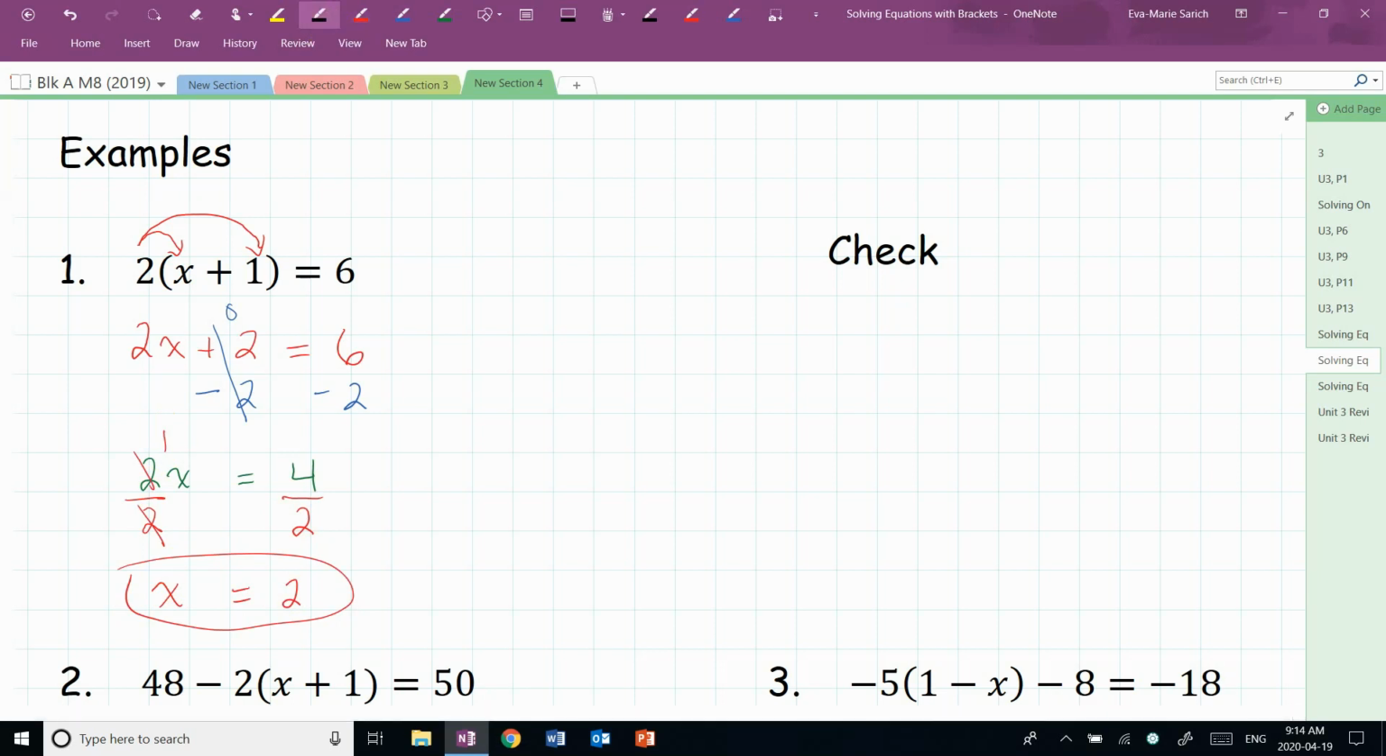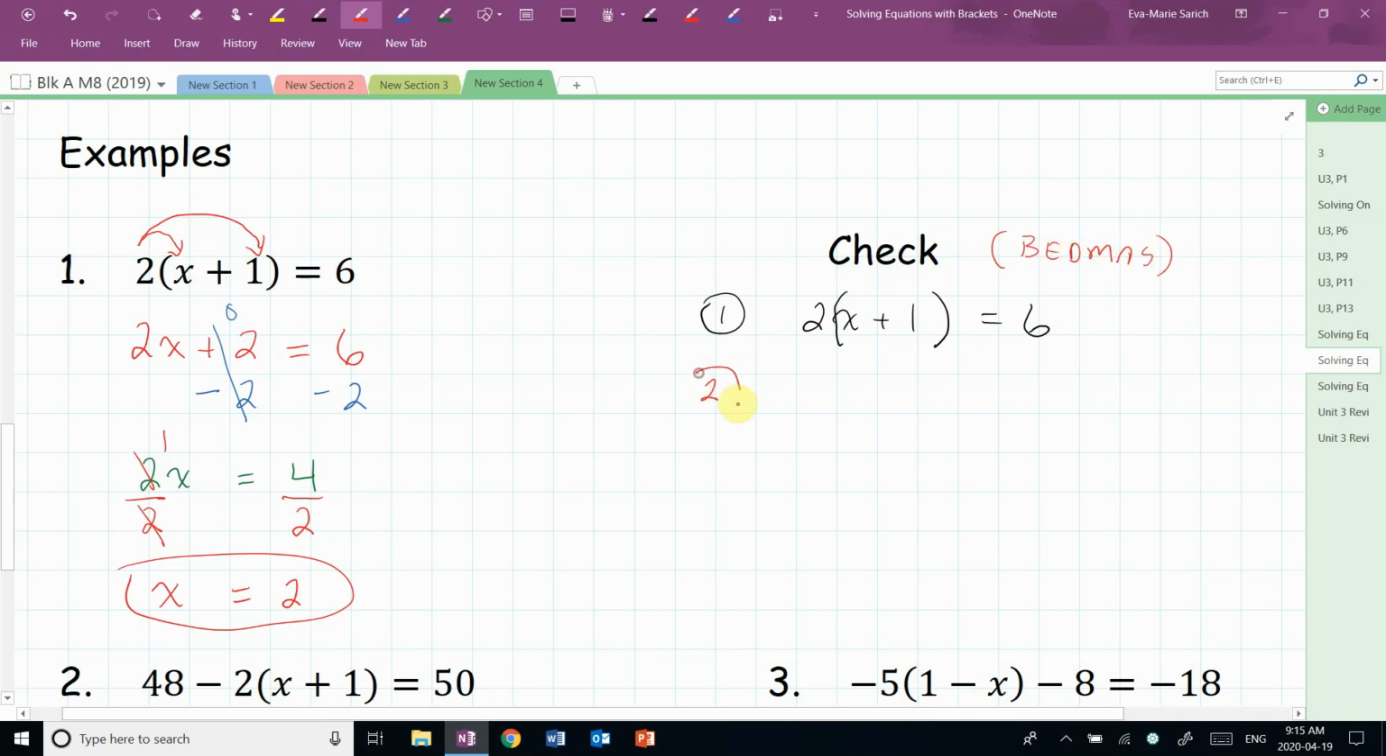All right, now we want to check the equation. Okay, so when we check, we're going to start with the original equation. I'm just going to rewrite it out. So 2x plus 1, whoops, we have to put this in a bracket, is equal to 6. There we have the identical equation. Now what we're going to do is not use the steps for solving. We're just going to check using BEDMAS. Okay? So we're going to substitute our answer in.